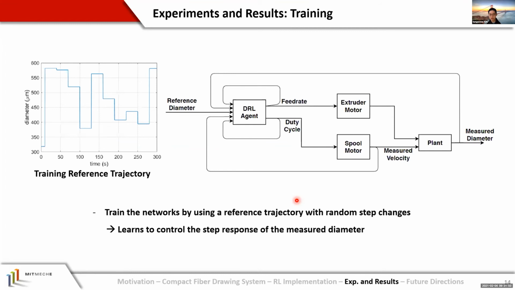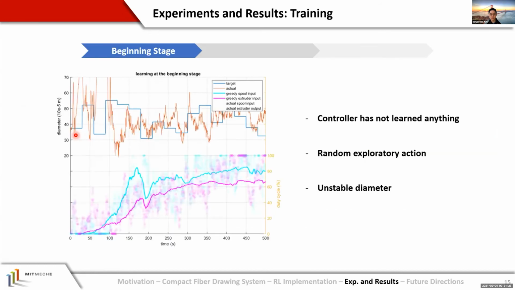So now let me explain how we train these networks. To train the controller, we input the reference trajectory with some random step changes. The reason we use random steps rather than just one single step is because we want our controller to address the nonlinearities with respect to the step sizes and step locations. So let's see how it worked out.